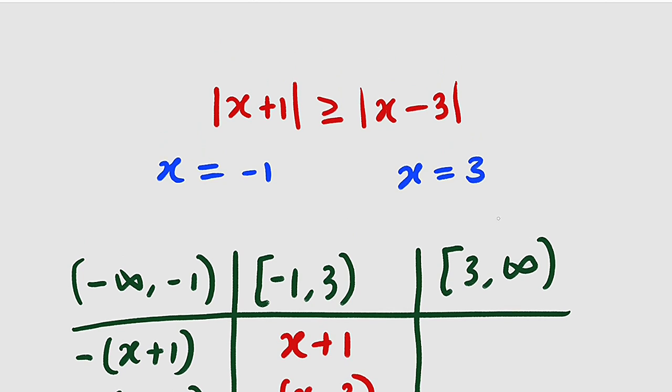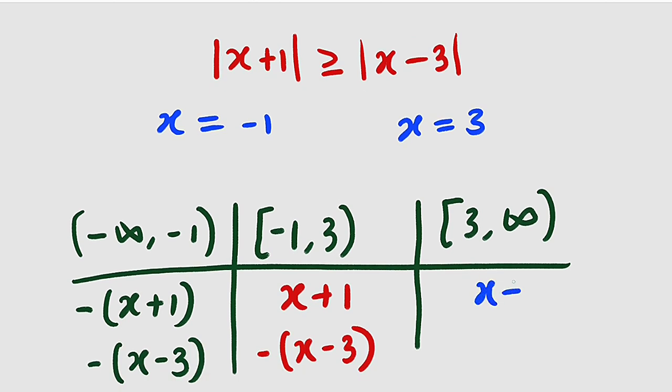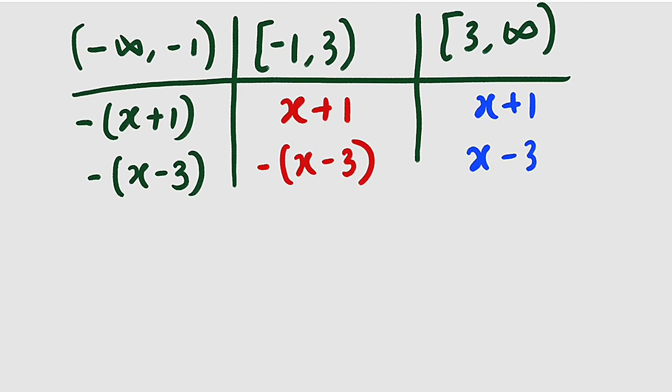And lastly, we are talking about values greater or equal to 3. It will transform the two functions to be positive. We have x + 1, we also have x - 3. So now let us take these three conditions. We are going to start with this one. Remember that our inequality is greater or equal to. All right, let's start with this one.